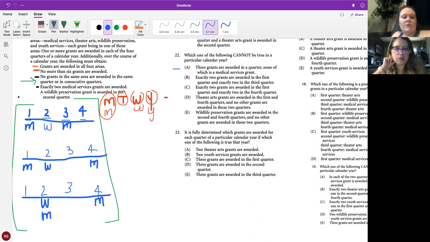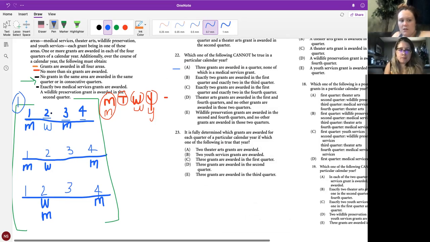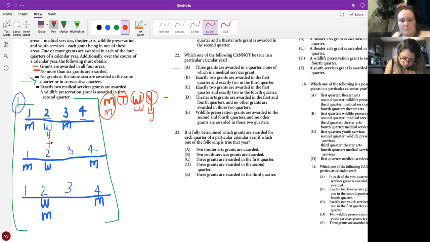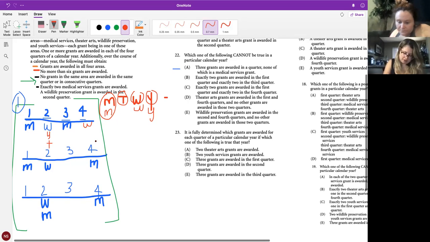All right. So let's try number 1. So we had 3 in 1 quarter, and none of them were medical services. So let's do it in 2. We put Y and T here. And then couldn't we just put W here and it works? Oh, wait. Hold on. 1, 2, 3, 4, 5. Oh yeah, that could be fine. Okay, so A is fine. I just wrote it out.